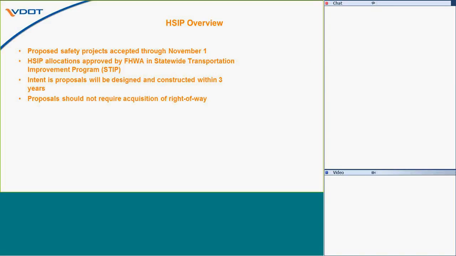Right-of-way, but may. And again, that intent is so that they could be done pretty quickly. If you need some more information about some of these, just refer to the right-of-way and utilities manual that VDOT has for complete requirements of acquisition and right-of-way.